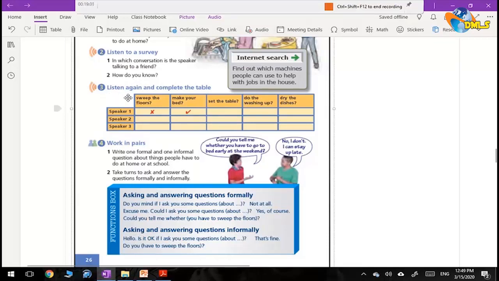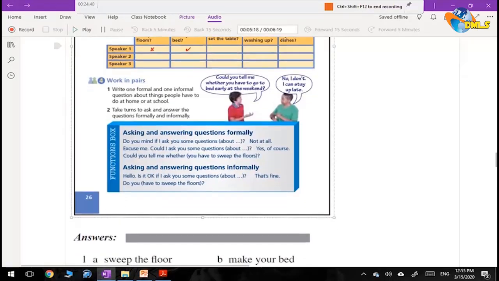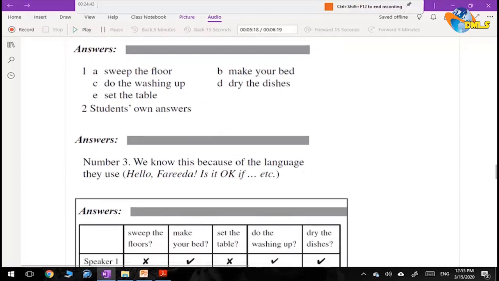Then on exercise three, we listen again and complete the table. Speaker one did the sweeping, made his bed, set the table, did the dishes, or dried them. Speaker two and three with the same activities. Go ahead and check your answers with these.